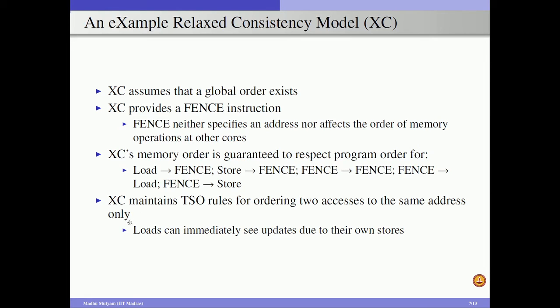And this relaxed consistency model maintains total store order rules for ordering two accesses to the same address only. This actually says that if you have a load instruction to the same location where a store operation was performed previously, then this load has to get the value from the previous store. But if the load is to a different location as compared to the previous store, there is no need of enforcing store to load order. So that is what we are mentioning here.